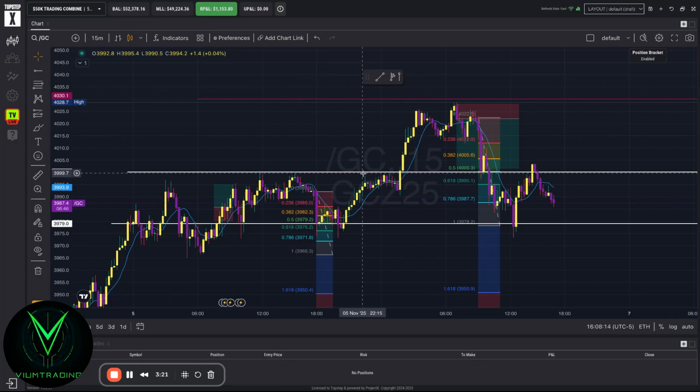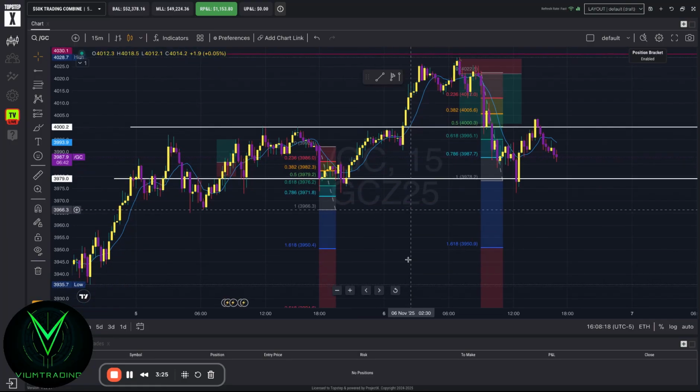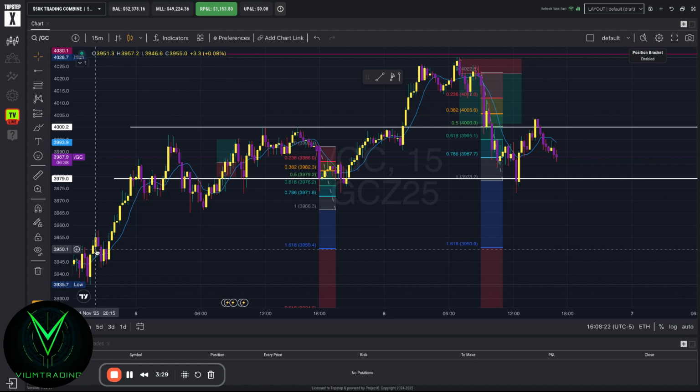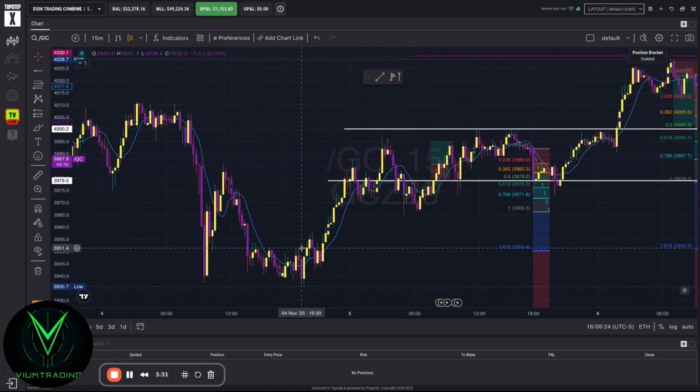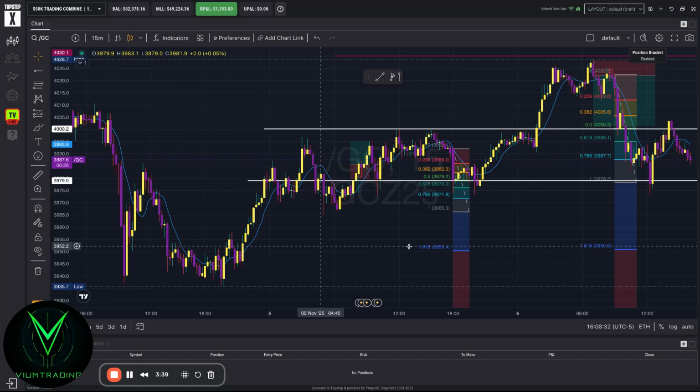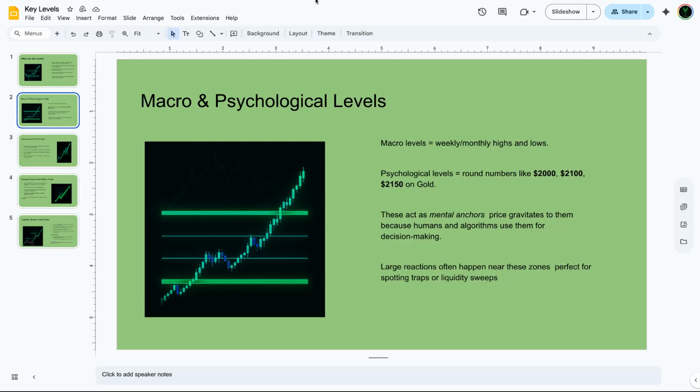Now this one right here is a psychological level. If we go back down to 50 here, this is another psychological level. You can see here the market reacts. If you go more, you can see the market stays here because it's at 3950, which is a psychological level. 3900, 4000, those are psychological levels.